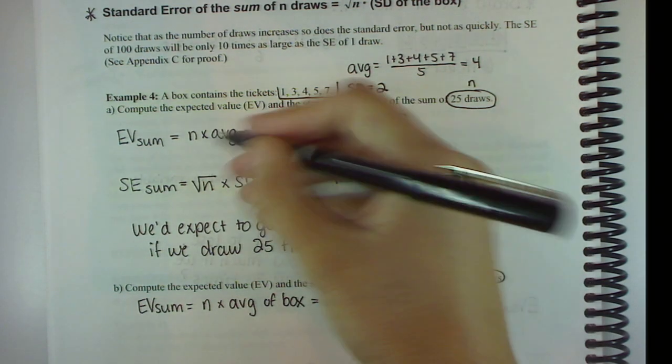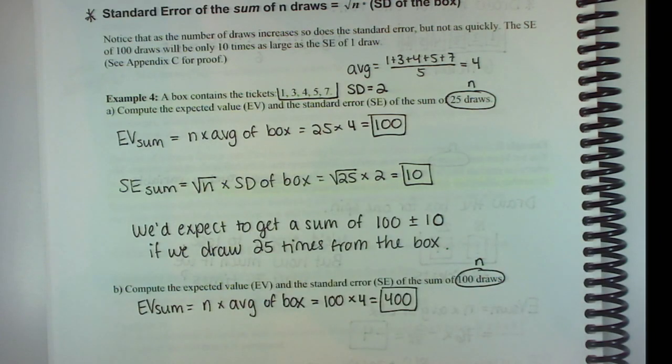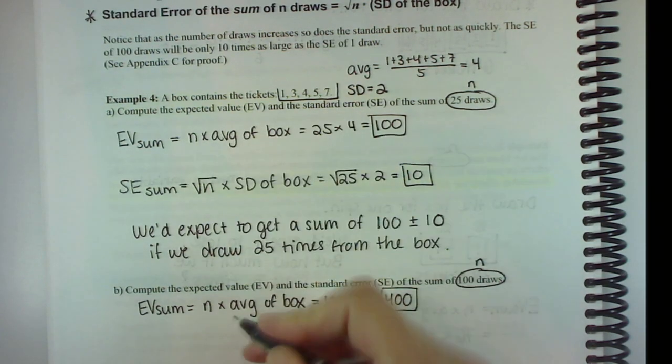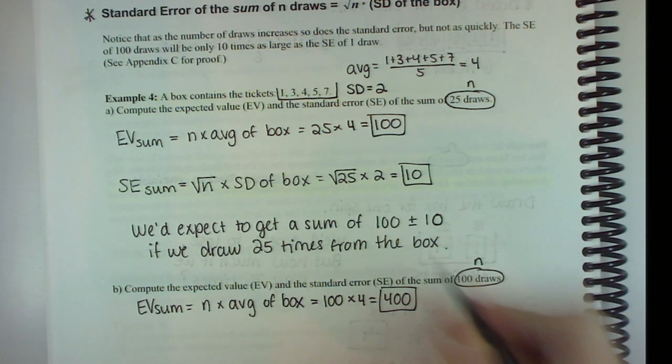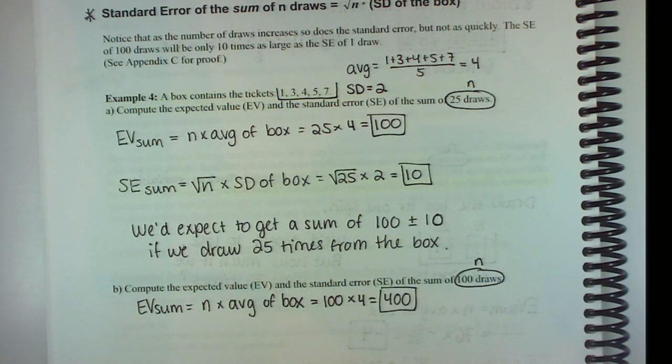We can see that the expected value of the sum is directly related to n. If n goes up by a factor of 4, 25 times 4 is 100, right? The expected value goes up by a factor of 4 as well.